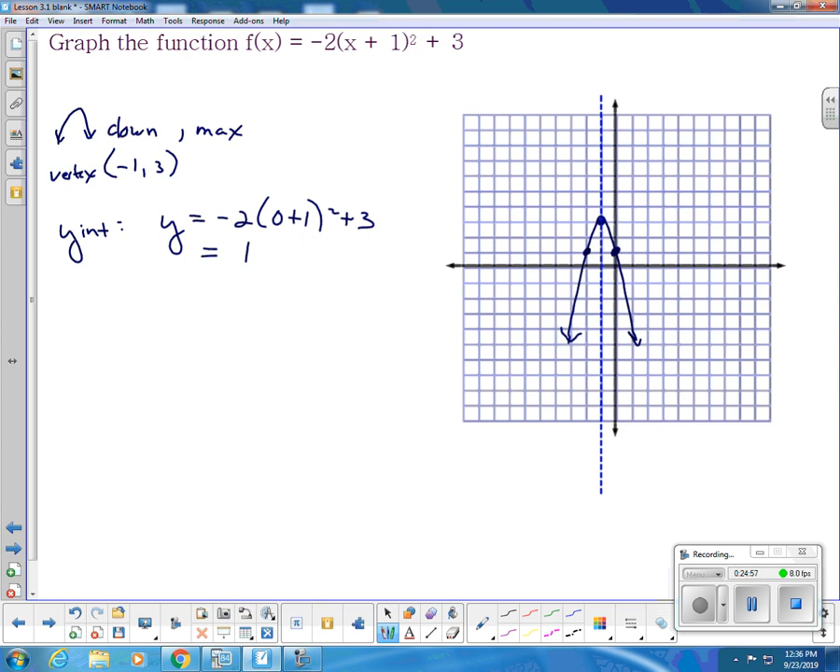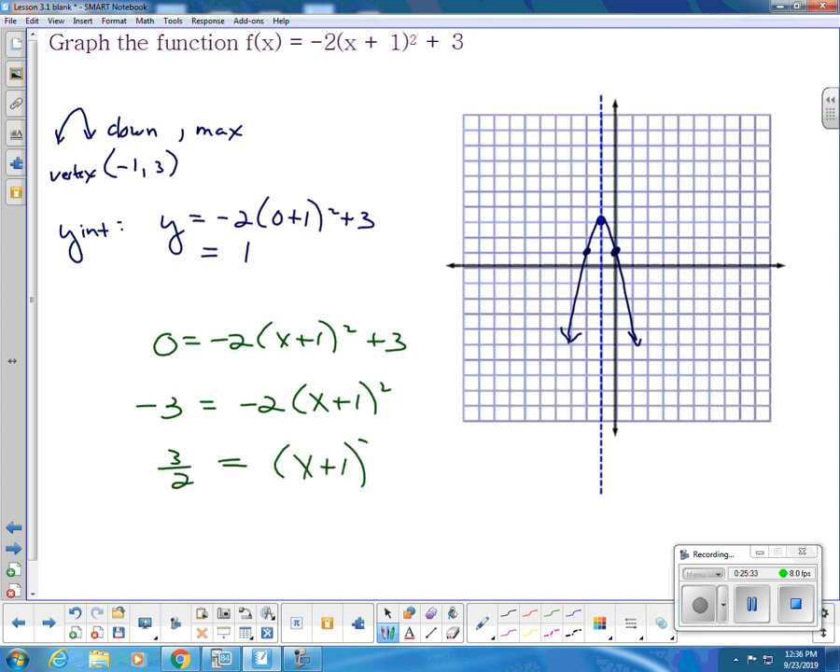X-intercepts are when the y equals 0. We want to get x by itself. What's my first step? What do you get rid of first? The -2, the 1, or the 3? The 3, so we're going to subtract 3 to this side. What goes next? The -2 or the 1? -2. Now what do you got to do? Square root.